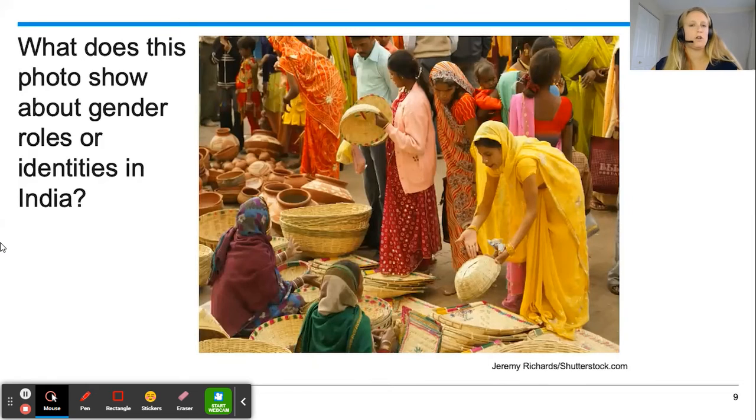What does this photo show about gender roles or identities in India? From my time visiting India, I know that these bowls are traditionally used to carry goods from the market or spices. And it looks like it's mainly women buying and selling the bowls. So that must mean that's probably a woman's job in this place. You also see women wearing traditional clothes and taking care of the babies, which is another common thing you see. So it seemed like those might be considered more women's roles, at least in this place in India.